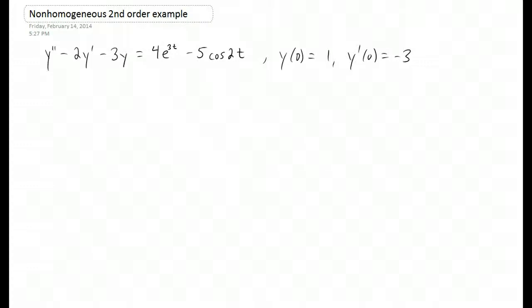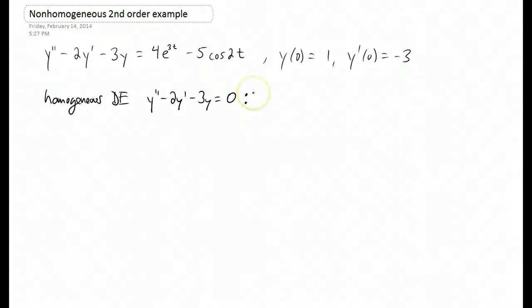We're going to solve a more complicated second-order linear constant coefficient non-homogeneous initial value problem. As usual, we're going to start by solving the homogeneous differential equation. That differential equation right there we solved by making an educated guess, e to the rt. When you plug that into the differential equation, you end up getting r squared minus 2r minus 3 equals 0, which can be factored, giving us two linearly independent solutions to the homogeneous differential equation.